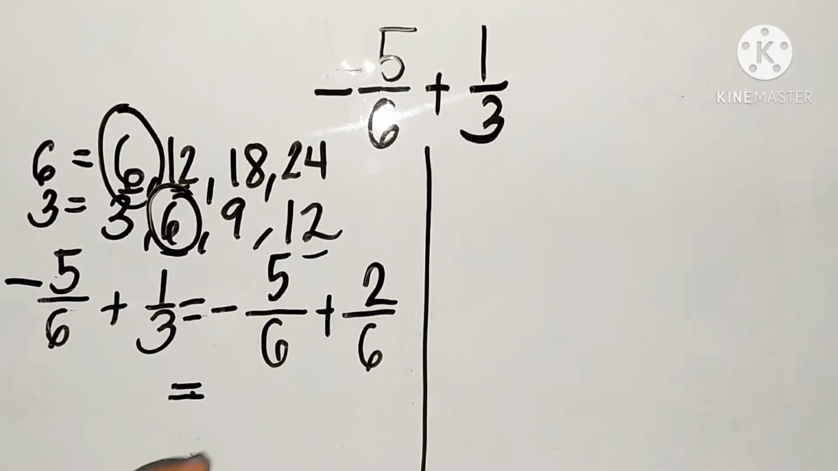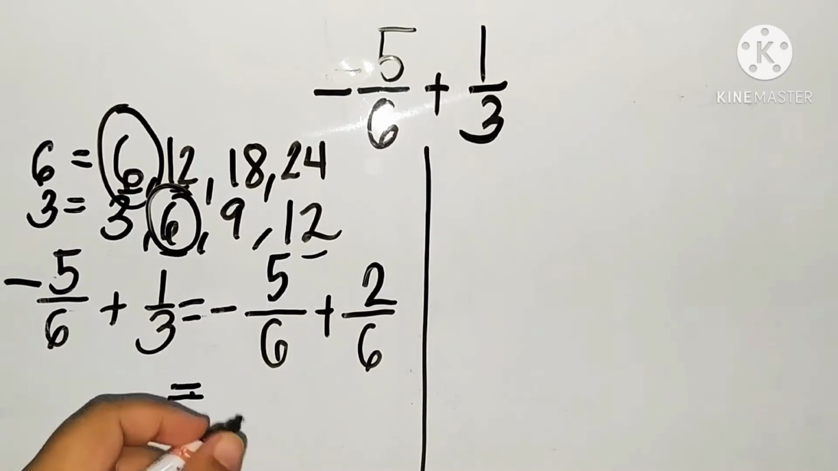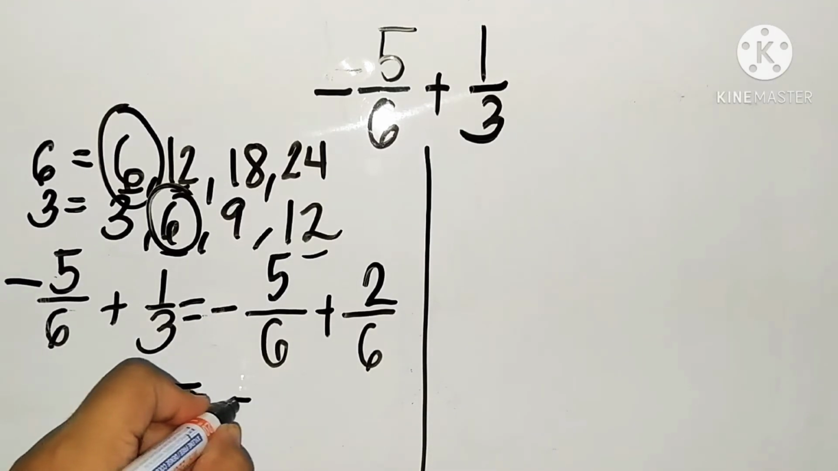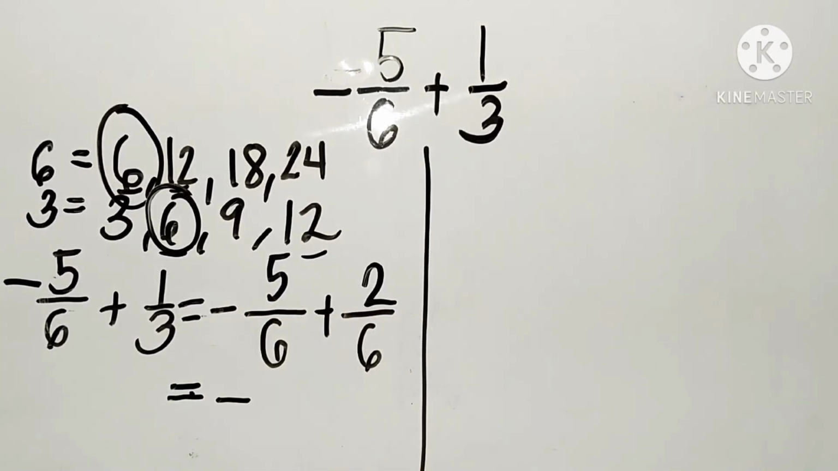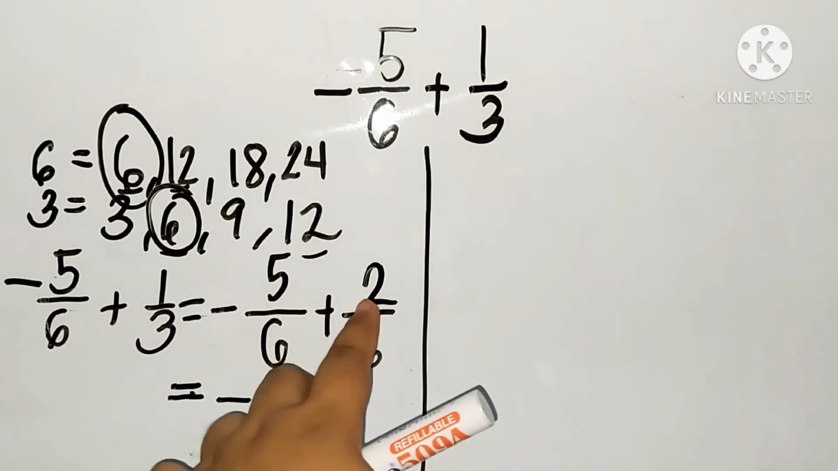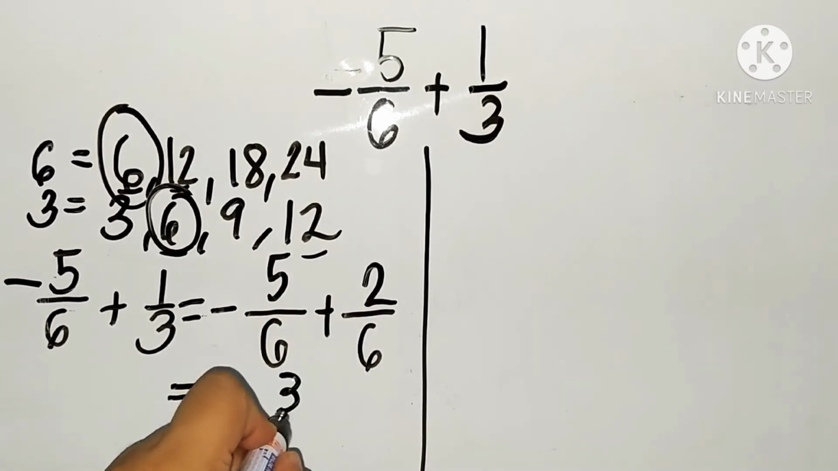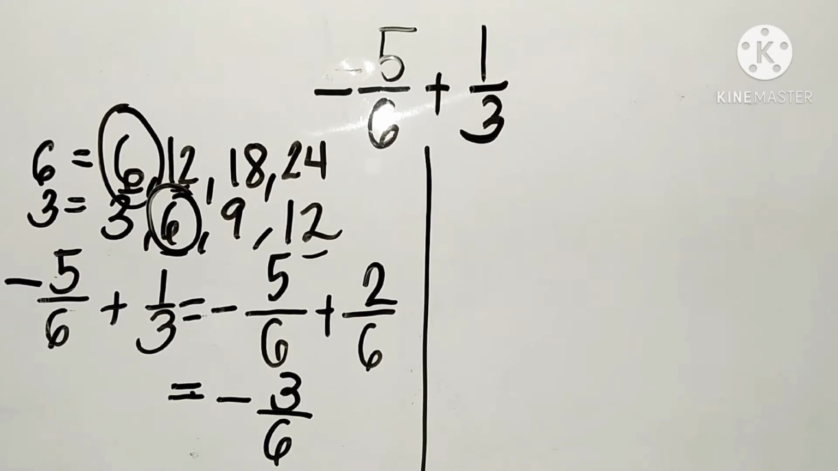So, since mas malaki si 5, therefore, magiging negative yung ating sagot, and then subtract the numbers or the numerators. 5 minus 2 is 3, and then copy the denominator, 6. Kung mapapansin nyo, yung 3 and 6 ay may common factor. Yung greatest common factor ng 3 and 6 naman is 3. Therefore, pwede natin i-express yung sagot natin into lowest term.